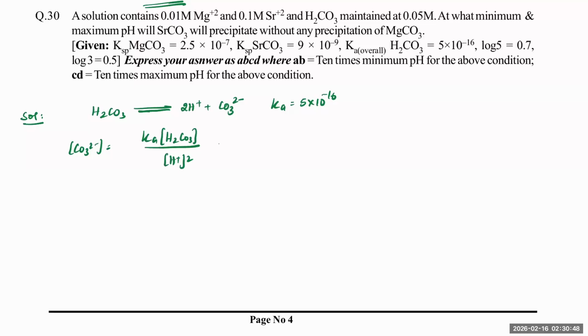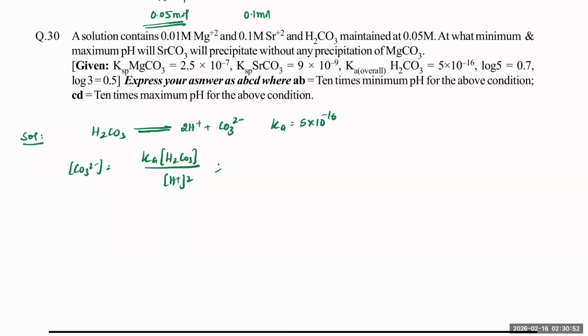Correct? And how do I find the CO3 2 minus? Now that is an important part we need to understand, because either of these metal ions, either Sr plus 2 or Mg plus 2, is what you will get. When do we have minimum pH? Minimum pH is when you have higher H plus concentration. To get higher H plus concentration, you should have a lesser amount of CO3 2 minus.